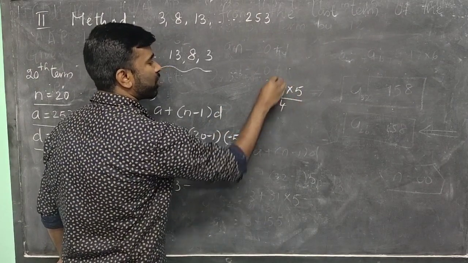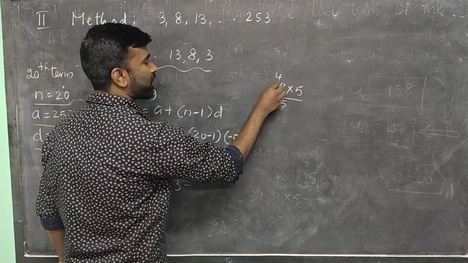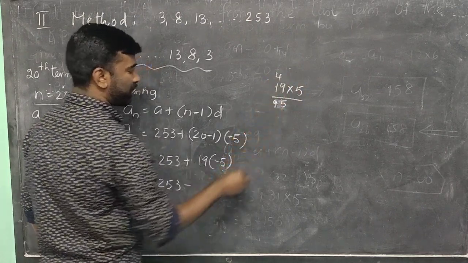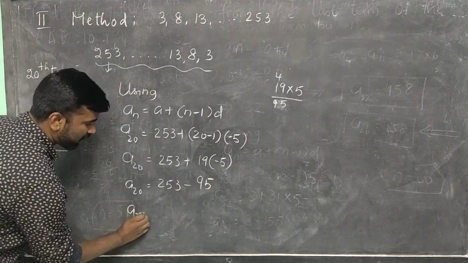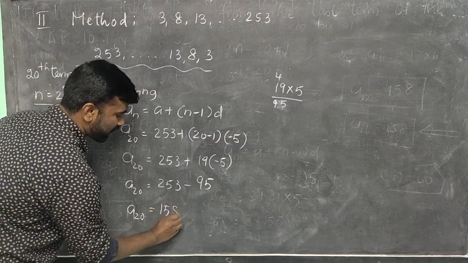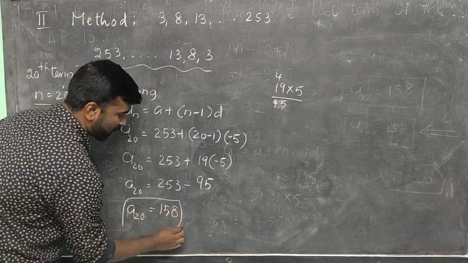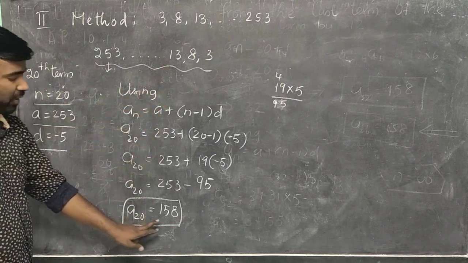5 9s are 45, 5 1s are 5, 5 plus 4 is 9, we get 95. Now A20, which is equal to 253 minus 95, we get 158. Therefore, the 20th term from the last term is 158.